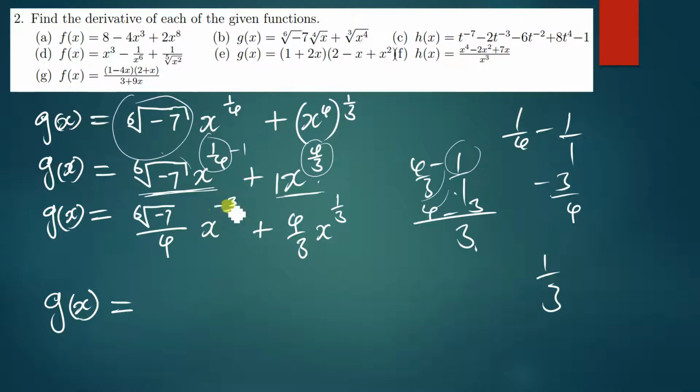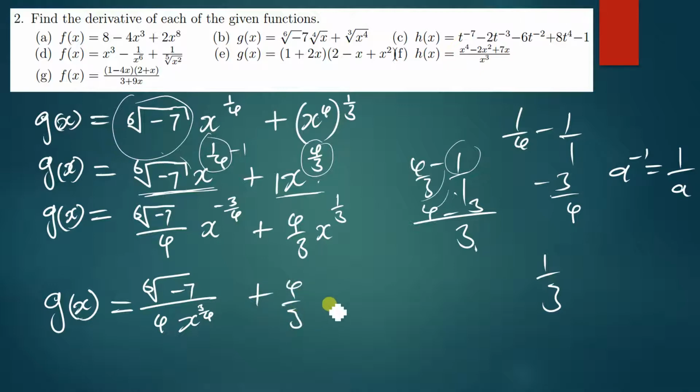So this negative, to get rid of this negative, you can take this whole expression down. What I'm trying to say is that if you have a to the power negative 1, this can be written as 1 over a. So we can write this as the 6th root of negative 7 over 4, and then this x to the power 3 over 4 there. Then we have plus 4 over 3, then we have the cube root of x. So even this part can also be written in this format, or in the radical format.